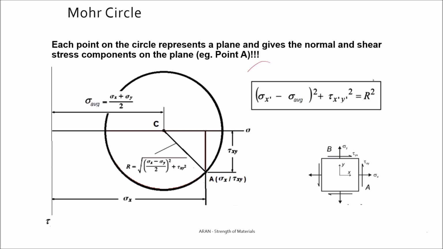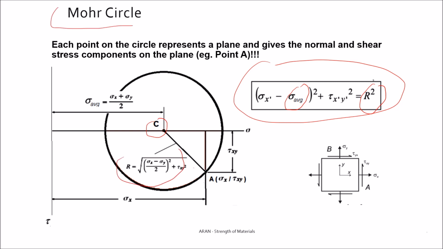Now I have the equation of the circle. I have calculated the center and the radius. So I put the center and, taking the radius, I can draw my Mohr circle. So how did I draw this circle? I used the components for a given orientation to find its center and its radius. So each point on this circle satisfies this equation. That means it represents a plane.